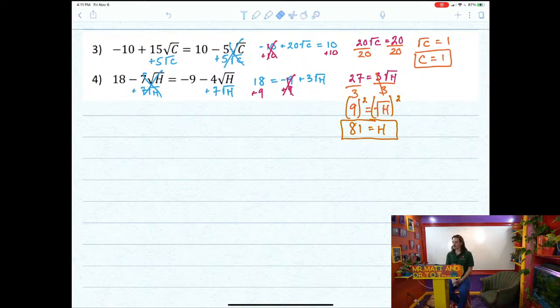Problem number 4, I added 7 root h to both sides. So I end up with 18 is equal to negative 9 plus 3 root h. Negative 4 root h plus 7 root h would be a positive 3 root h. Then I'm adding 9 to both sides, so that gives me 27 is equal to 3 root h, allowing me to divide by 3 on both sides, leaving root h is equal to 9. And then finally squaring to get h is equal to 81.